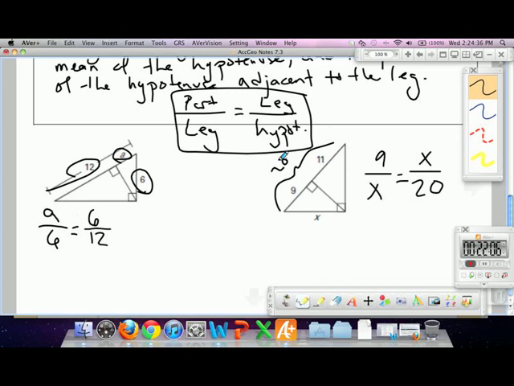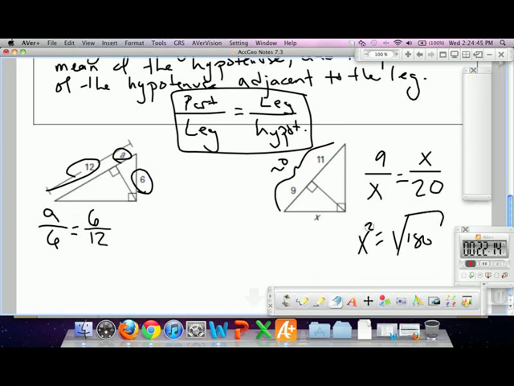Cross multiply. x squared is 180, so x is the square root of 180, which you could simplify.